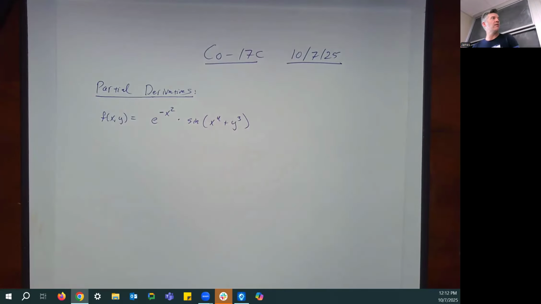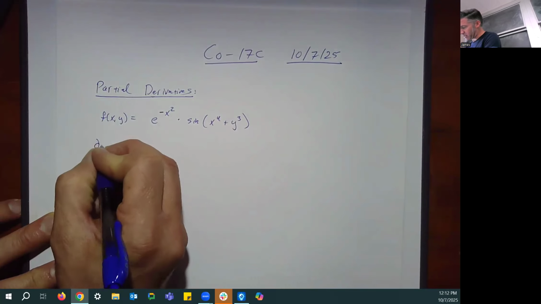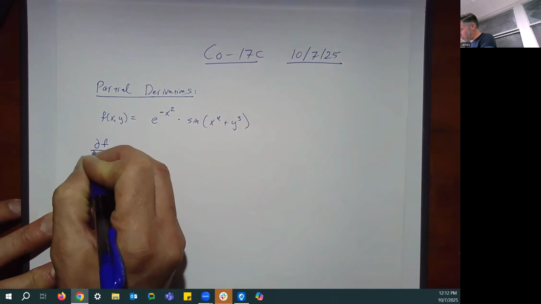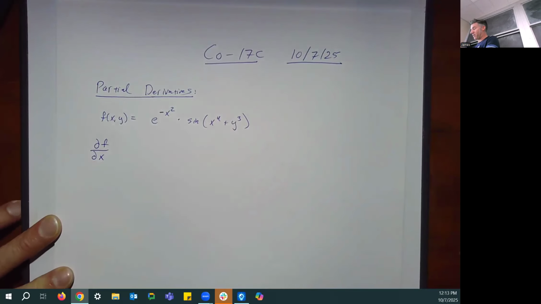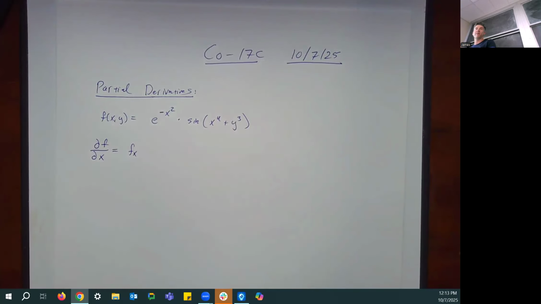We want to find our first partials, and we'll talk about whether finding the second partial seems like a good idea or not. So let's go ahead and find the first partial with respect to x first. I don't care which way you write it. You can write it as del f del x. You can write it as f_x. This means we're taking the derivative with respect to x.